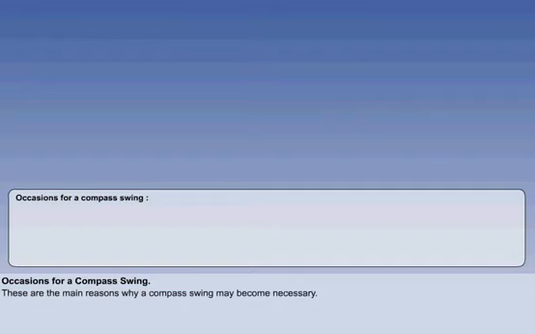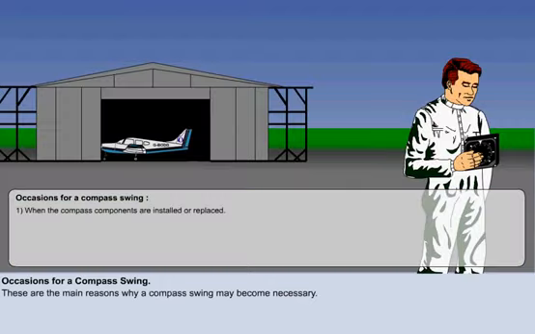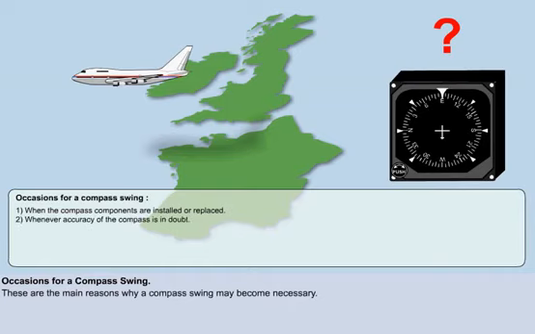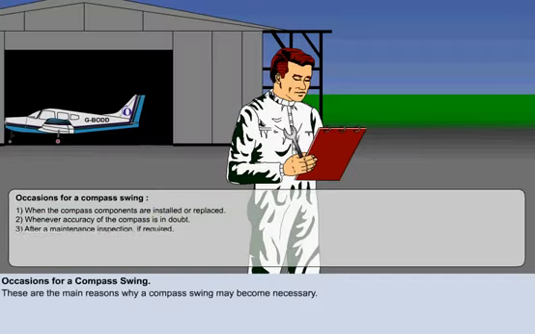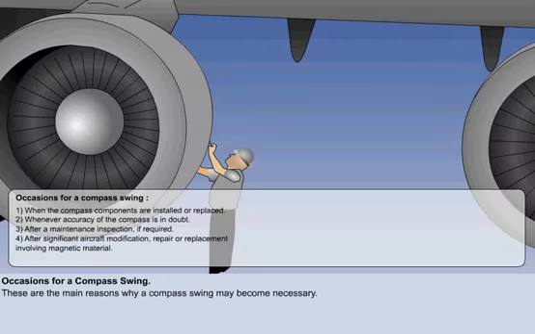There are a number of occasions when a compass swing will become necessary. They should be noted, and they are: 1. When the compass components are installed or replaced. 2. Whenever accuracy of the compass is in doubt. 3. After a maintenance inspection if required. 4. After significant aircraft modification, repair or replacement involving magnetic material.